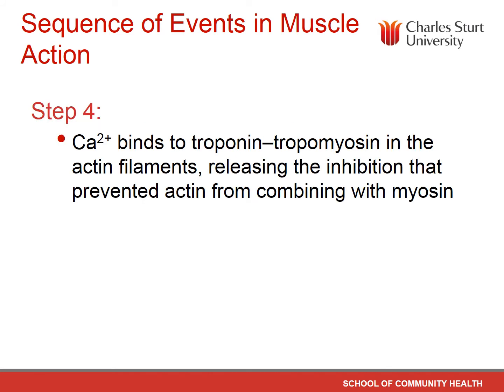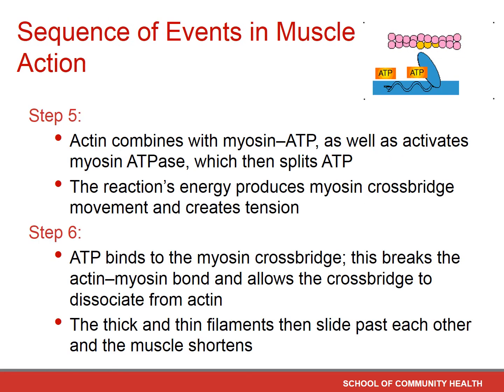Okay, so when calcium has been released, it binds to the troponin and tropomyosin complex in the actin filaments, and remember that complex was preventing actin from binding with myosin. So this releases the inhibition that prevented actin from combining with myosin. So now actin and myosin are able to bind to one another.